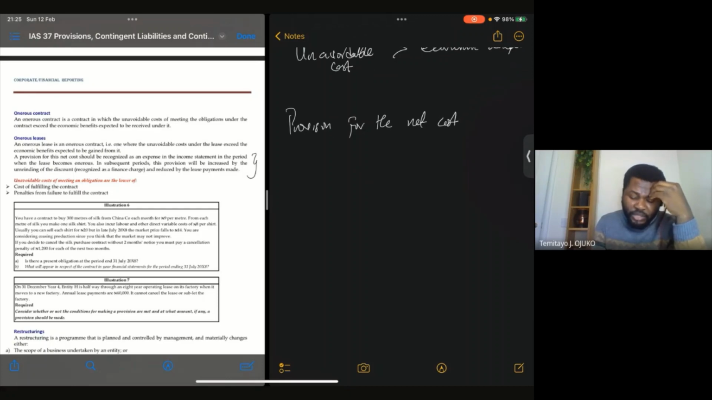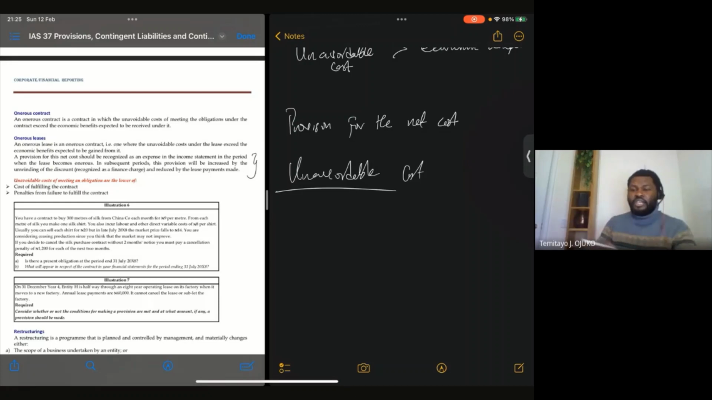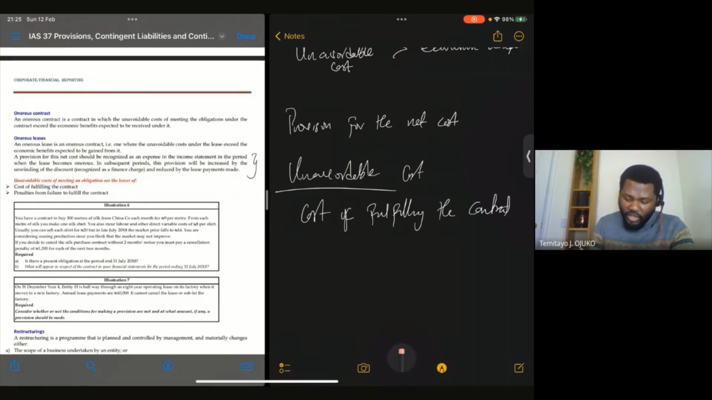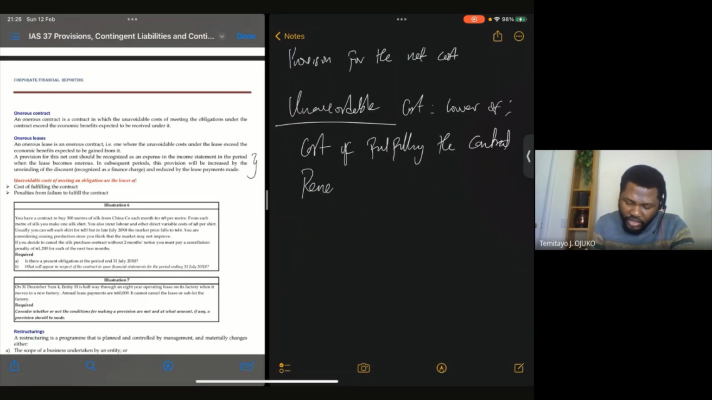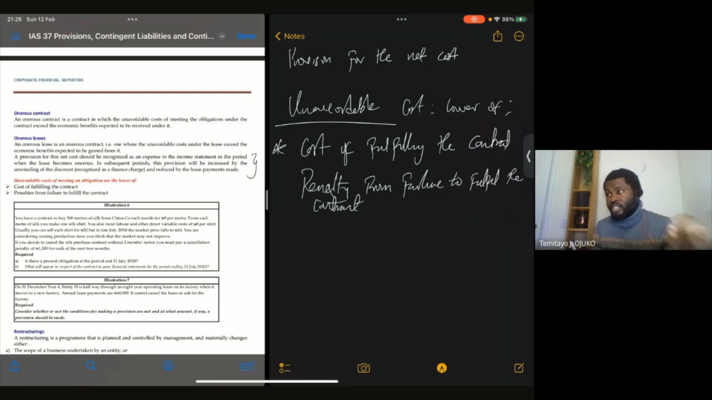Now, what are the unavoidable costs in this case? I said earlier that unavoidable cost is the cost of fulfilling the contract, that is the cost to continue fulfilling the contract. The unavoidable cost is the lower of the cost of fulfilling the contract and the penalty for default, that is the penalty for failure to fulfill the contract. So let's take note: the lower of these two, the cost of fulfilling the contract and the penalty for failure to fulfill the contract, is what is known as unavoidable cost.